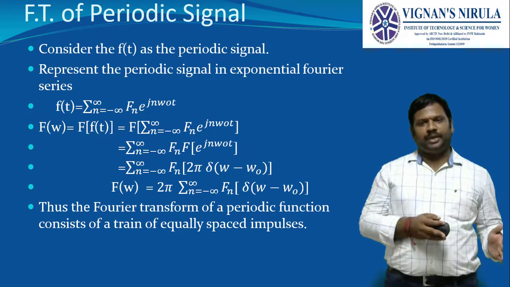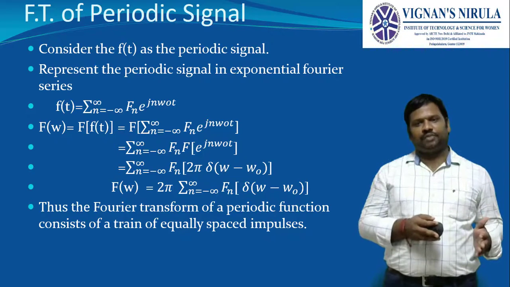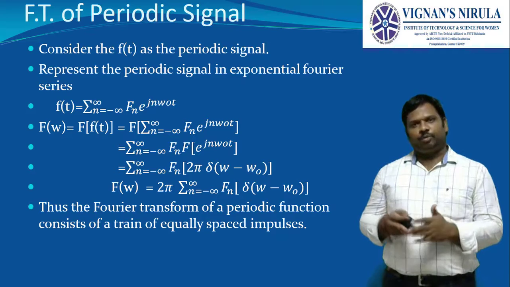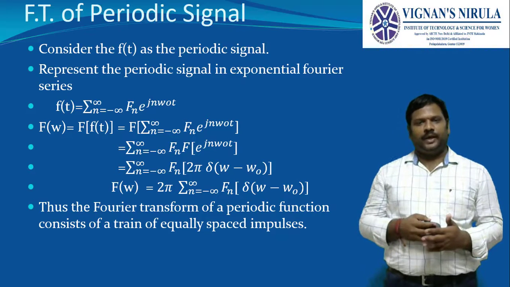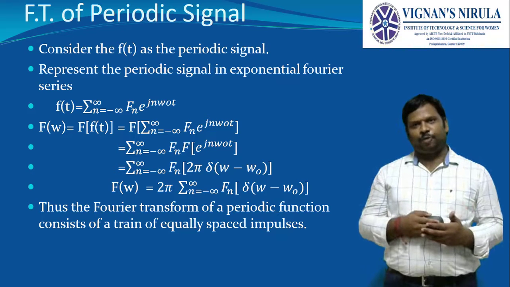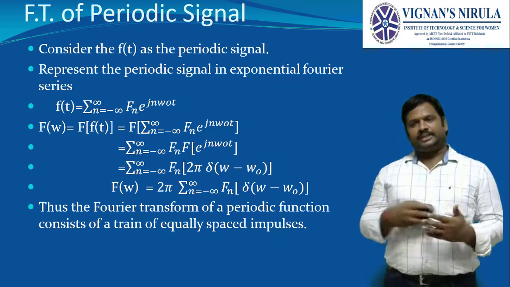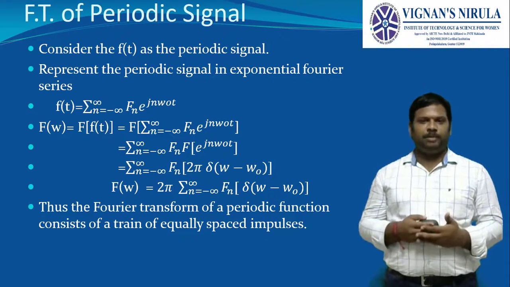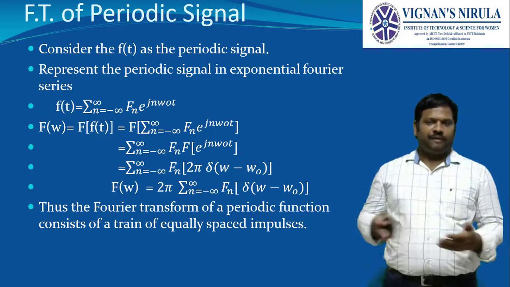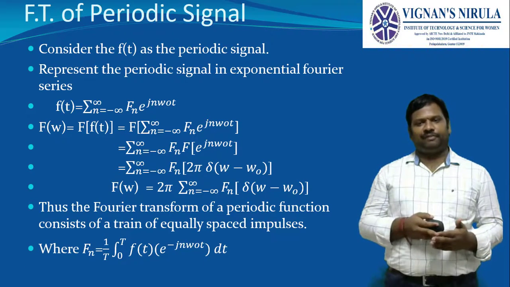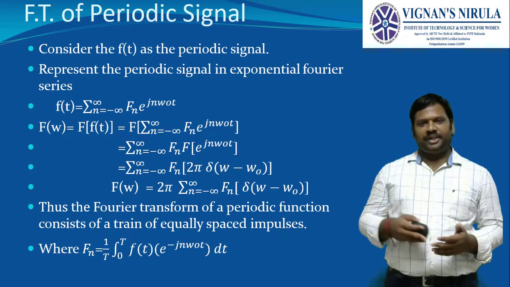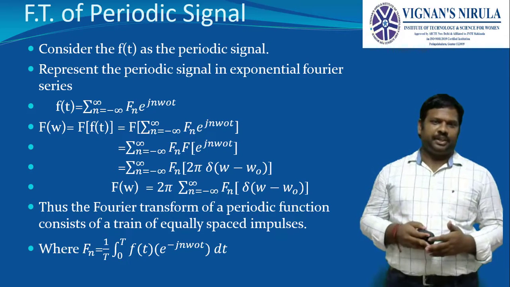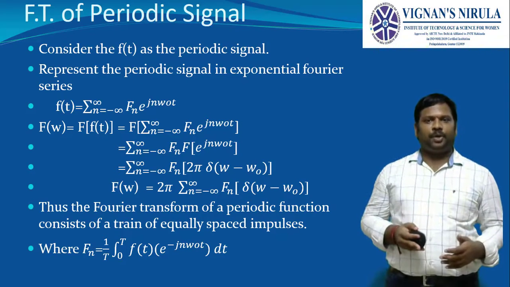That Fourier transform indicates it consists of a train of equally spaced samples. It's nothing but a train of impulse functions. For any periodic signal, the Fourier transform is a train of impulse functions, produced from this one. Here Fn is nothing but our Fourier series coefficient, which is 1 by T times the integral from 0 to T of f of t e power minus j n omega naught t dt. That is the Fourier transform of the periodic signal.